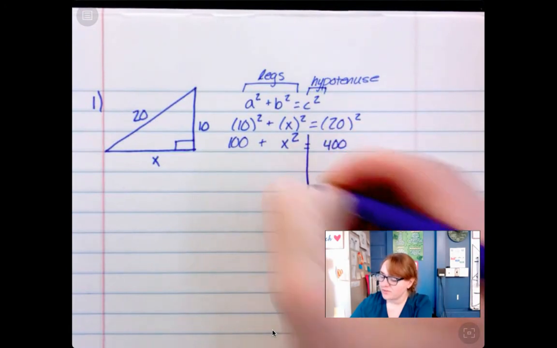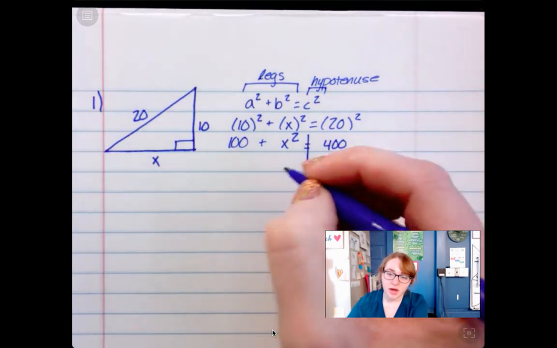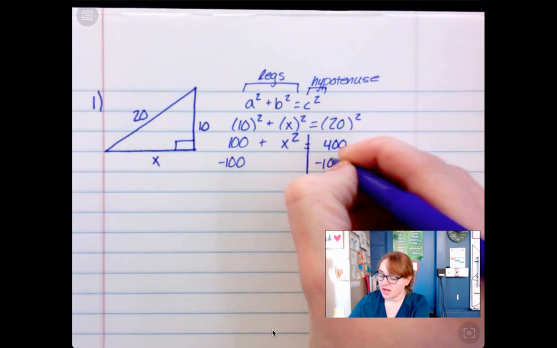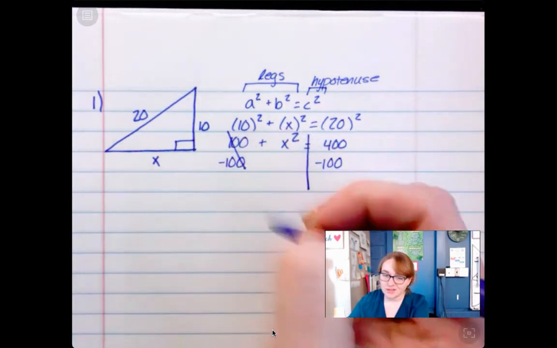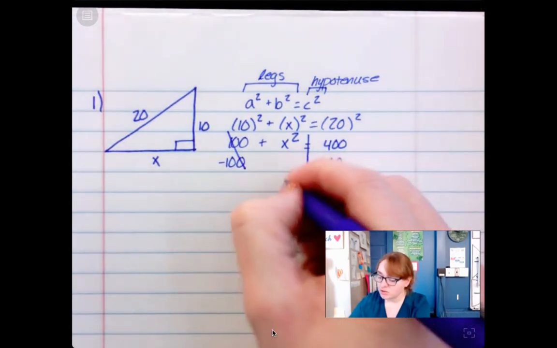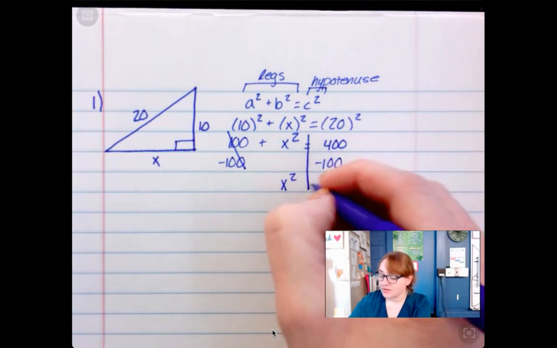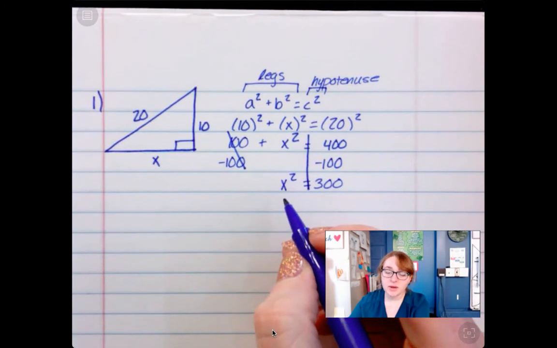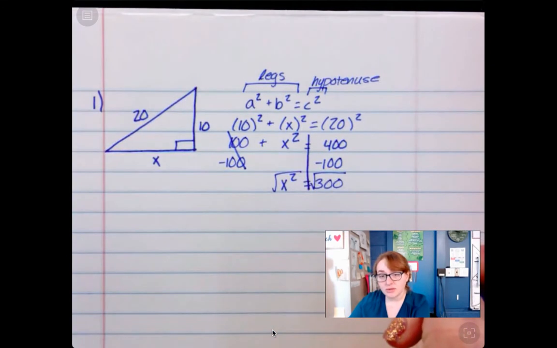To get x squared by itself, we have to do the opposite operation to that 100, which would be to subtract that positive 100 once from each side of the equal sign. Positive 100 minus 100, those are going to cancel because they add to 0, leaving us with just that x squared. 400 minus 100 gives us 300. And that tells us what x squared is, but I want to know what x is. So to get rid of this squared, we are going to use the square root once on each side of the equal sign.